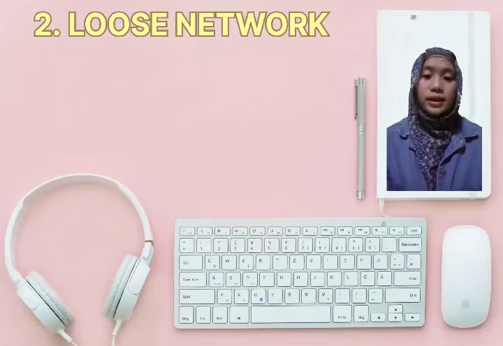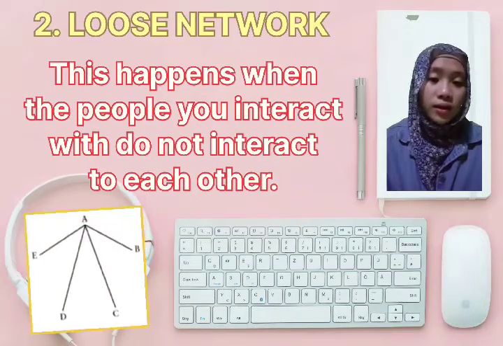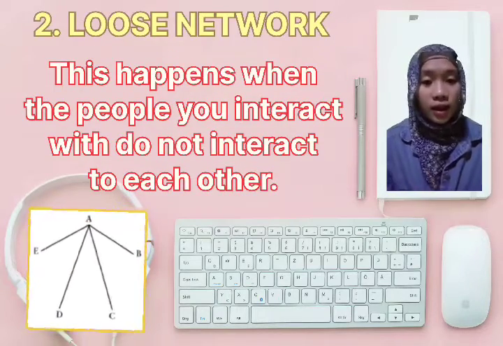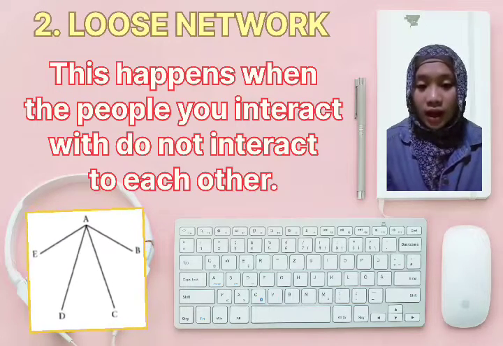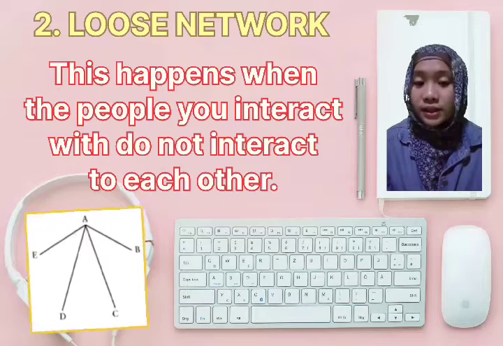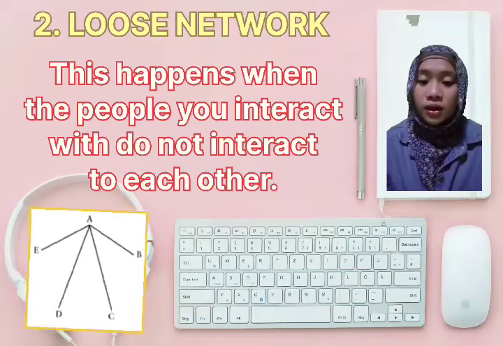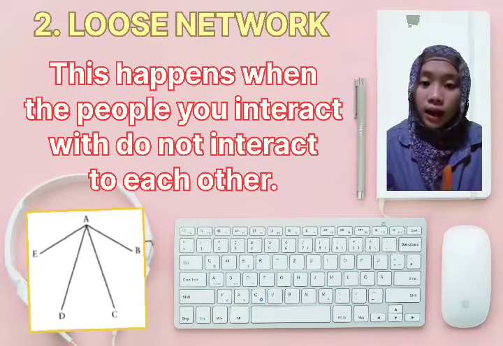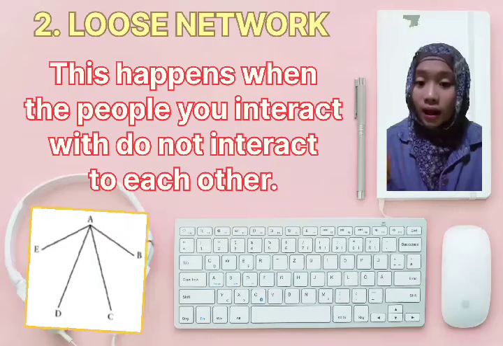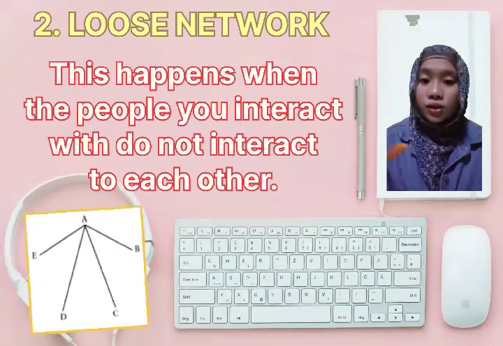Next one is the loose network. Loose network happens when the people you interact with do not interact with each other. For example, person A knows persons B, C, and D. The people that person A knows don't interact with one another unless they're communicating or interacting with person A.